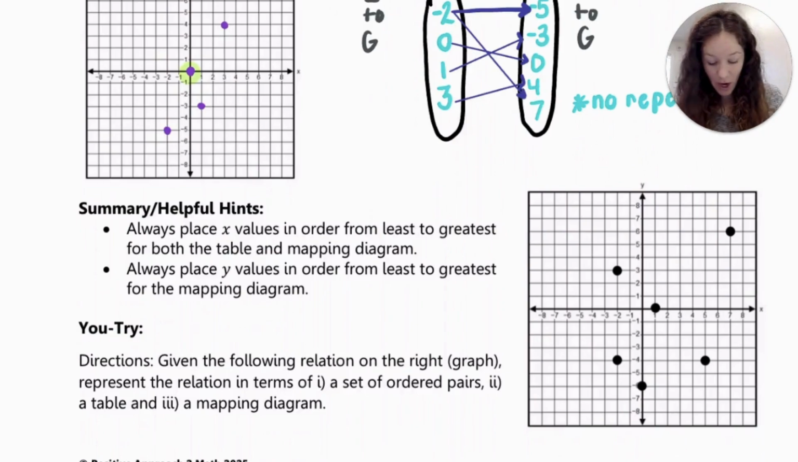Something else for our mapping diagram? No repeats.